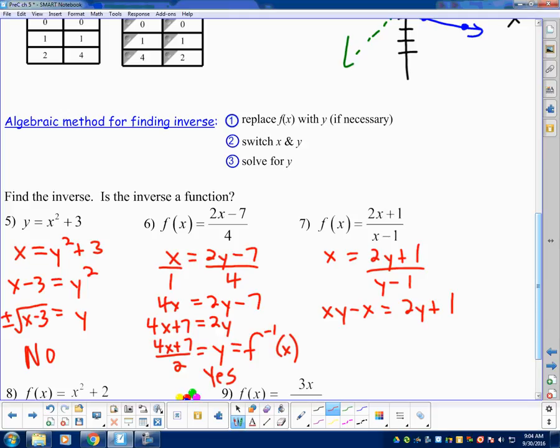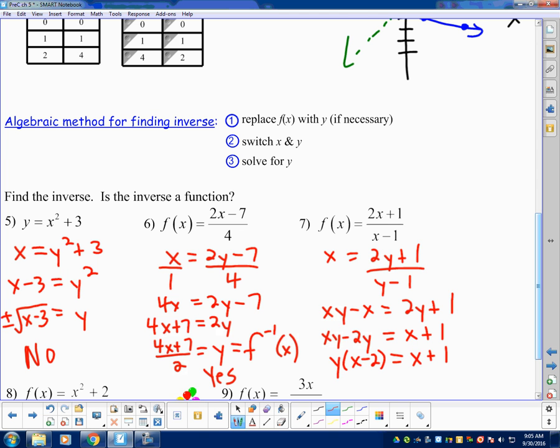So we could go like this. Add the x over and subtract the 2y over. So xy minus 2y equals x plus 1. Do you see what I did? I did 2 steps in one. I added the x over here, subtracted the 2y over here. We are going to eventually divide here. So factor out a y. And I'm left with x minus 2.